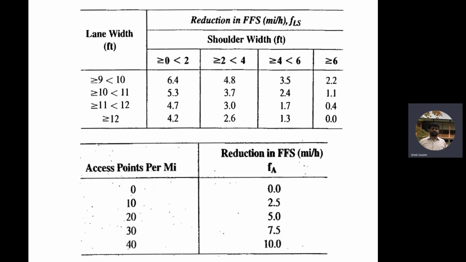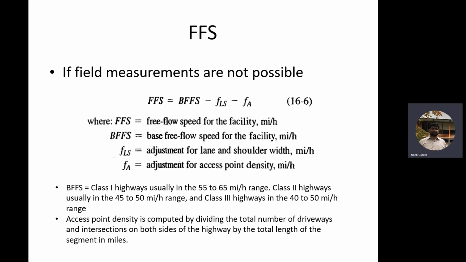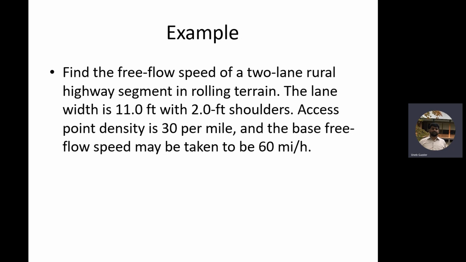Okay. So you have the shoulder width and you have the lane width, and these are the factors, and then this is a factor for access point. Okay, very similar to what we had. Yeah, it's the same table actually, the same table which we use for multi-lane highways. Okay, and BFFS, I gave you the range.